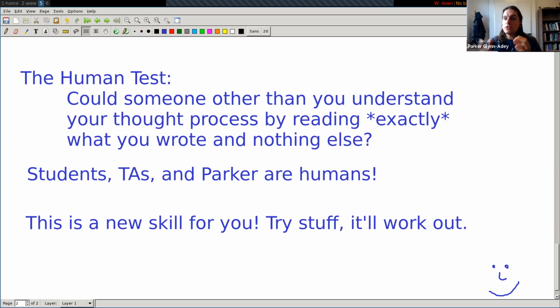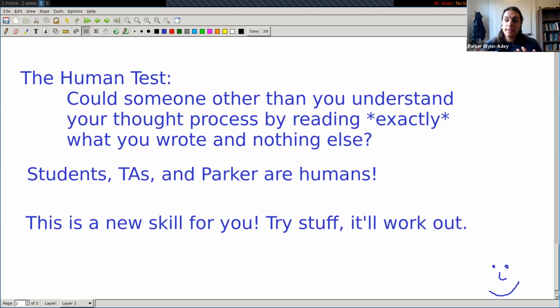The good news about the human test is that there's humans all over the place. There's other students, there's TAs, there's me. We're all humans. We're all happy to read your stuff. We'll all give you feedback on how you could improve it. So please bring your solutions to people, and see if they can understand what you mean exactly as you wrote it.